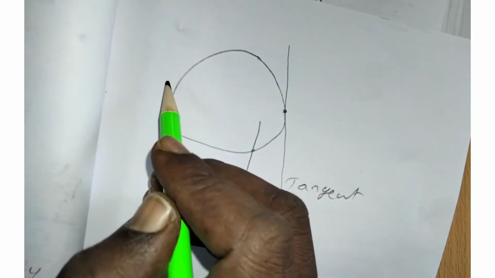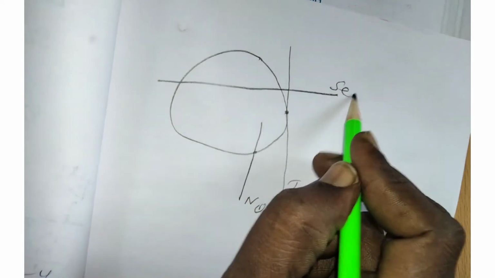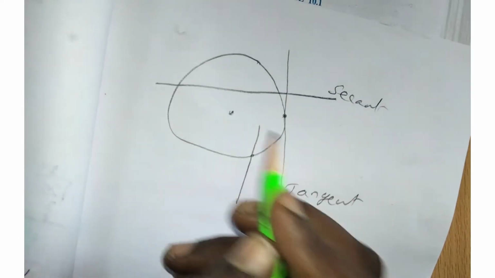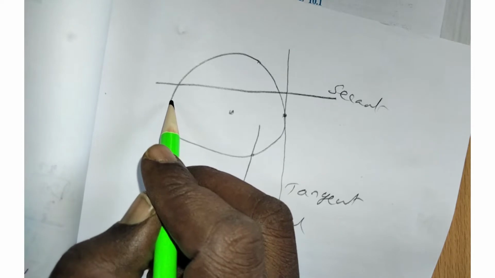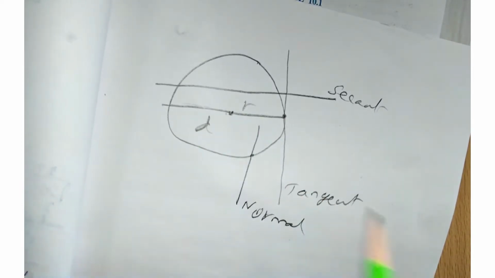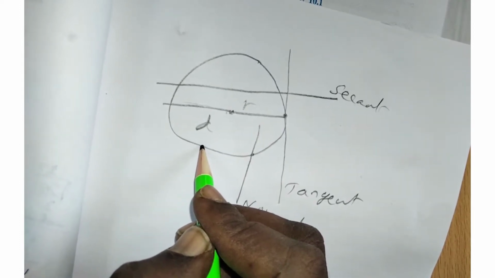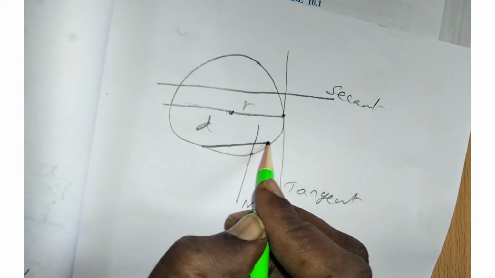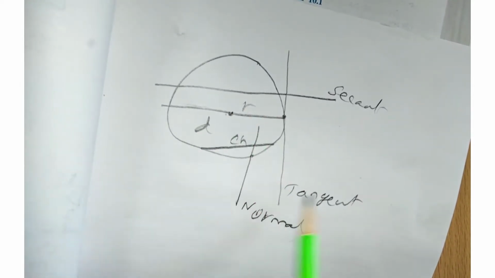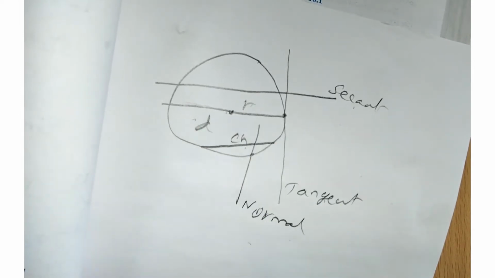If any line passes through any 2 points of the circle, that is called a secant. Then you know very well about the diameter. The line that passes through the center of the circle is called the diameter. Half of the diameter you can say is the radius. The line touching two surface points on the circle is called a chord. So like that we know the difference between the secant, tangent, normal, chord, diameter, radius.